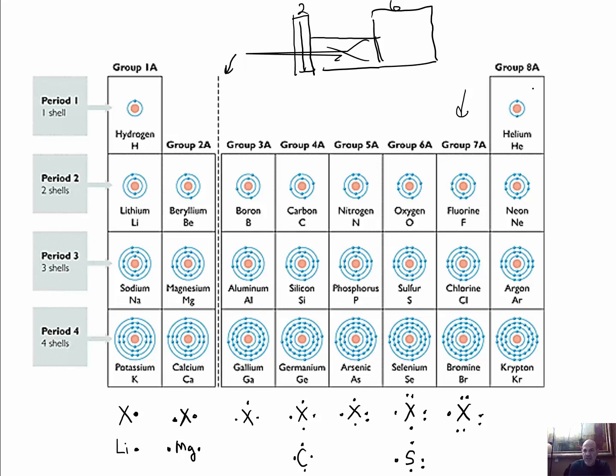Now for all of those, the exception is helium. Helium would only be drawn with 2 dots. Everything else here is going to be drawn with 8. 1, 2, 3, 4, 5, 6, 7, 8. And we're full. So for example, neon would be drawn as 1, 2, 3, 4, 5, 6, 7, 8. Be able to draw dot structures for these group A elements. Okay, that's an expectation, and then we're going to use those to show how chemical bonding occurs in a future section.